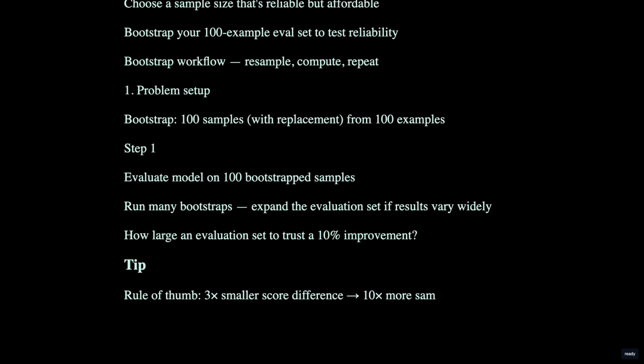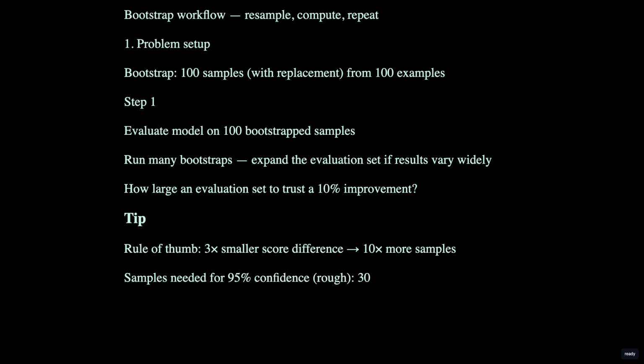OpenAI's guideline shows how evaluation effort rises as score gaps shrink. Roughly, if the score difference between systems gets 3 times smaller, you'll need about 10 times more evaluation samples to be confident one is better. In practice, this means tiny performance improvements require much larger test sets.